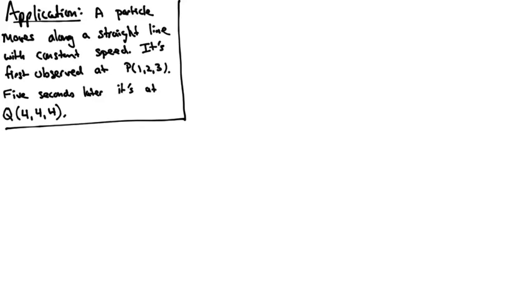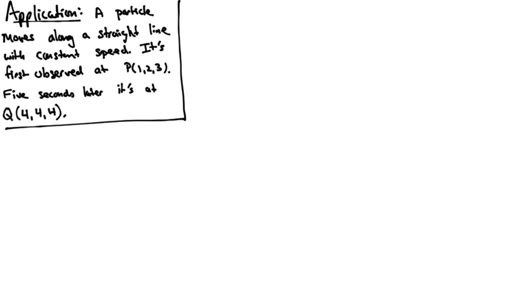A great way to familiarize yourself with these vector concepts in a real world context is just to think about a simple physical application. Here I have some sort of particle that's moving along a straight trajectory, along a straight line. It has constant speed, and I first observe it at this point P, whose coordinates have been given to us, and then 5 seconds later I observe it at this point Q, whose coordinates are 4, 4, and 4.